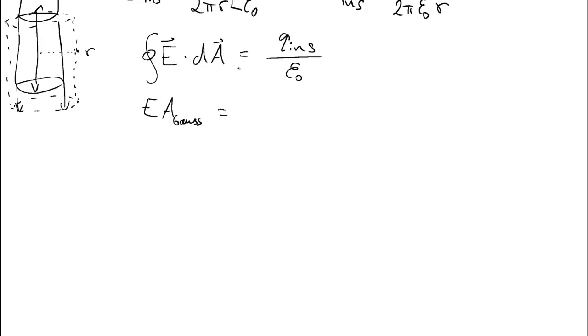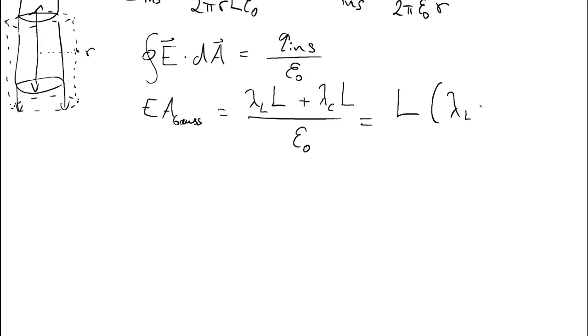Before we said the charge inside of the line was just lambda L times the length of the line. And by the same argument, we can also say that we can get the total charge of the cylinder, which is lambda C times the length, which happens to be the same length in this case, because they're both infinite, divided by epsilon 0, and we can simplify that a bit further with L factored out, and we have lambda L plus lambda C divided by epsilon 0.